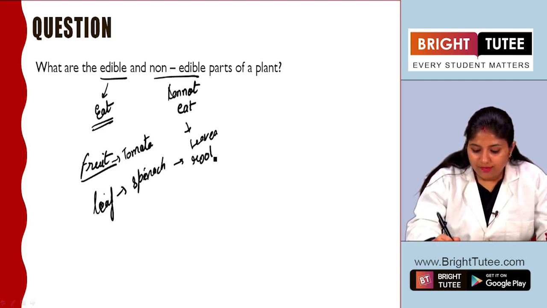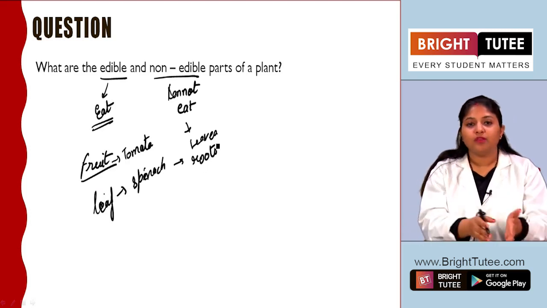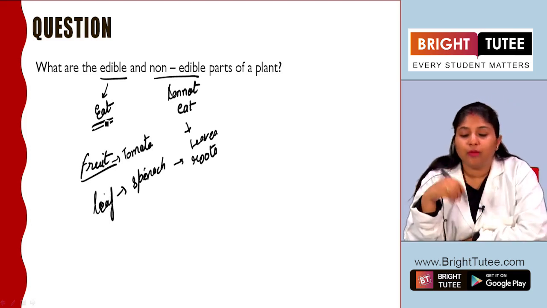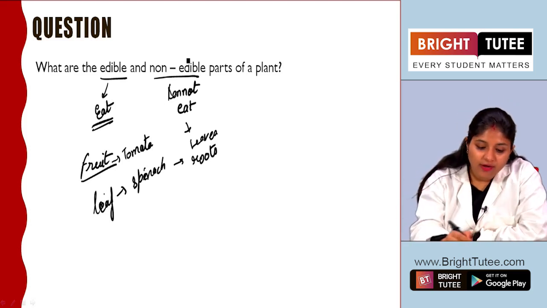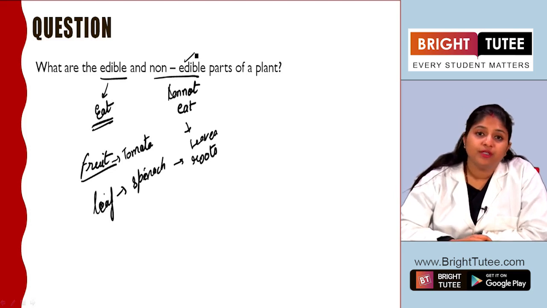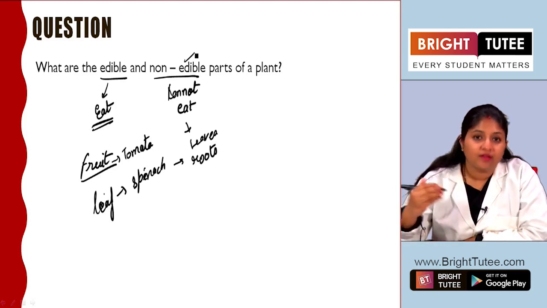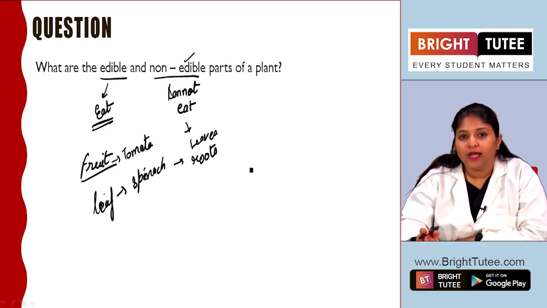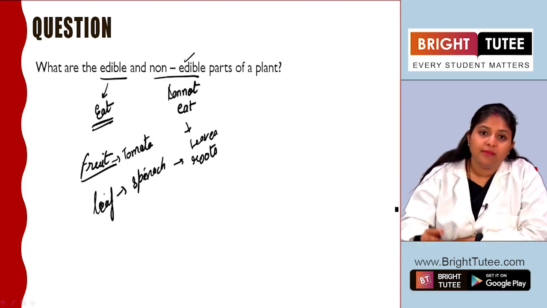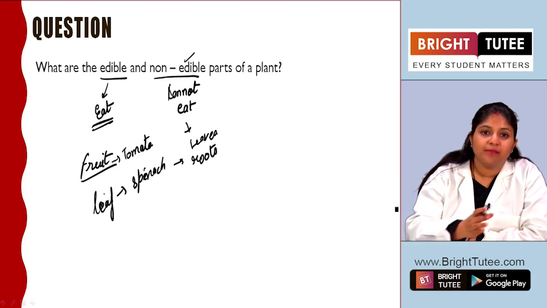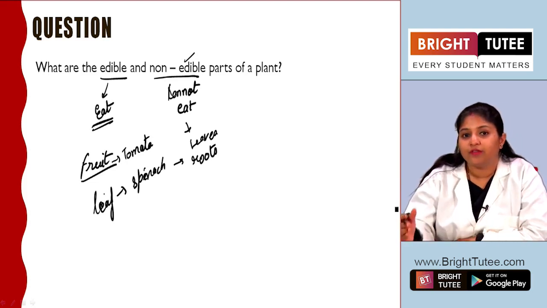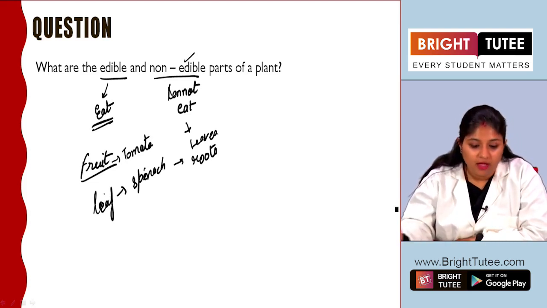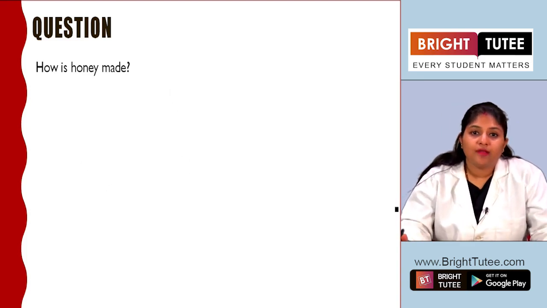In this way we see that the edible parts are the ones which we eat to complete our food requirements, whereas non-edible parts are the ones which we cannot eat because of various reasons, right? So this is the difference between the edible and the non-edible parts of the plant. Any part of a plant can be edible, whereas another part of the same plant will be non-edible, right?